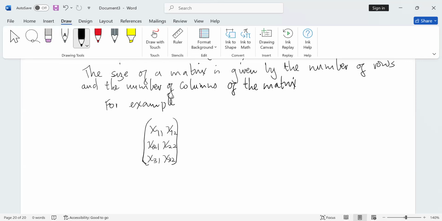One is, it has 3 rows and 2 columns. It is called a 3 by 2 matrix. By, not times. One is called a 2 by 3 matrix.